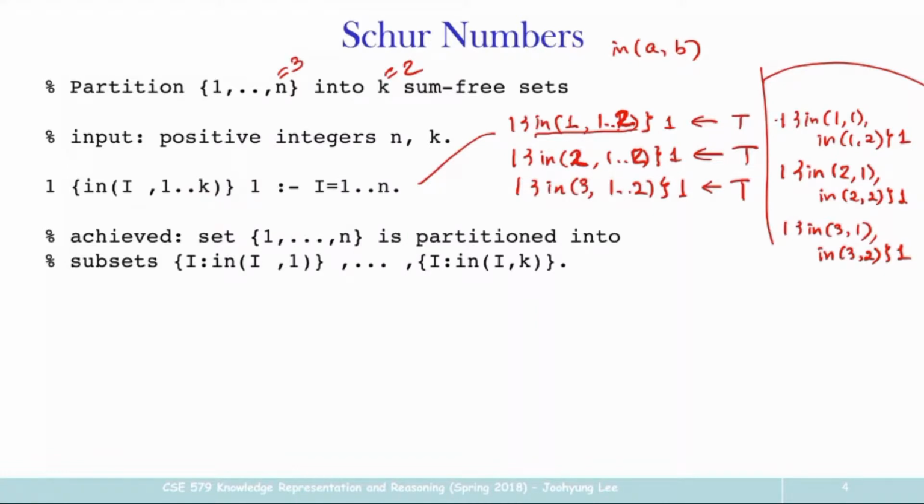How many stable models are here? 8. 8, because you have two choices from the first rule. You can choose either in(1,1) or in(1,2), right? And the same for the other two rules. So 2 times 2 times 2 is 8. So there are 8 stable models. And each of these stable models is saying that you are assigning each number from 1 to 3 to one of the values 1 and 2. What does it mean? Can you make it a simpler way to say? What is this talking about?